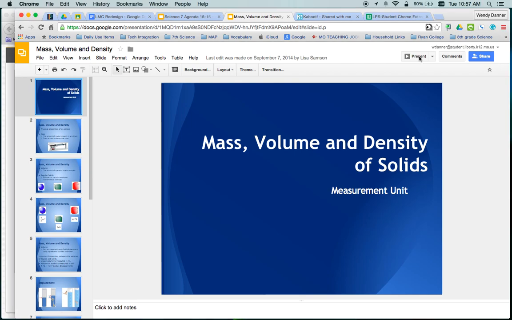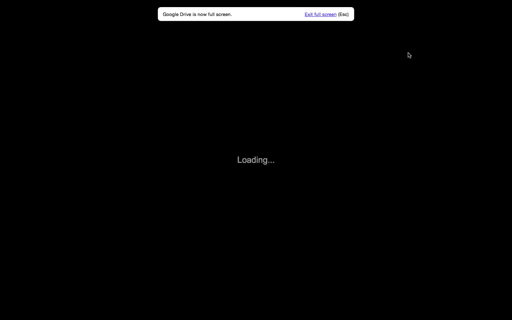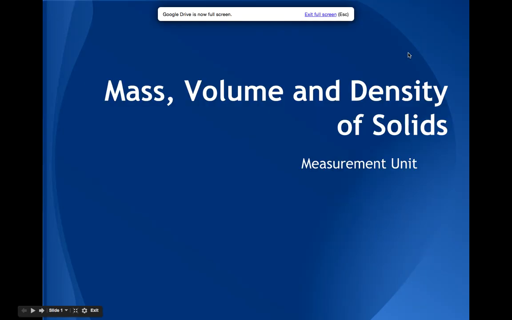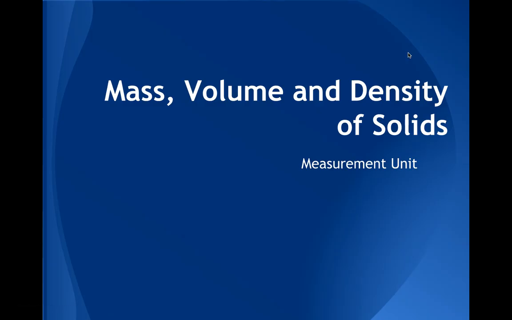All right, guys. So today what we're going to talk about is some measurement stuff. We're going to begin our measurement unit, and with that comes some basic background information. So what we're going to talk about specifically today is mass, volume, and density of solids.